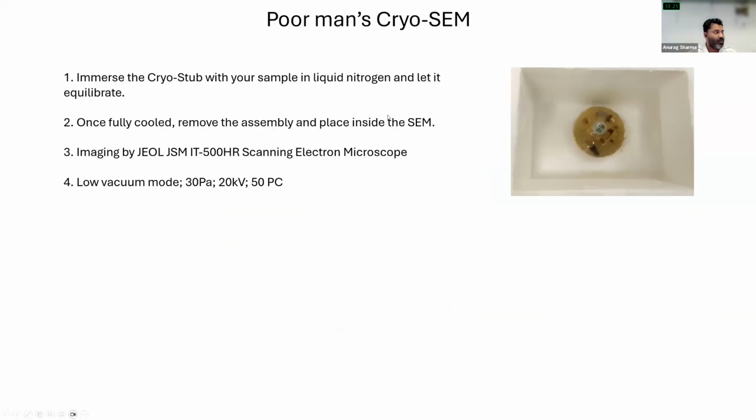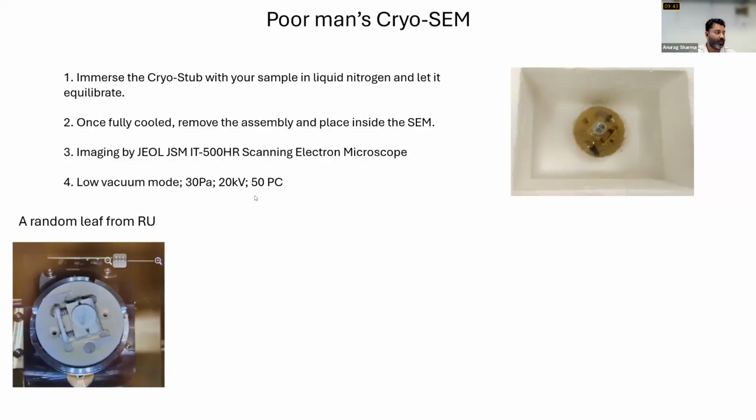This is a very simple process. This is the cryo stuff, and I put the aluminum stubs with pasted samples on top of it with the rice glue, and I immerse them directly into liquid nitrogen and let it equilibrate. Once they cool down, I remove the assembly and place it in our SEM. We use a JEOL JSM IT500 HR scanning electron microscope. The settings we use are low vacuum mode, 3 Pascal, 20 kilovolts, and 50 probe current. You can change these settings also to improve the results. This is the photo I took inside the microscope, and you can see the assembly.